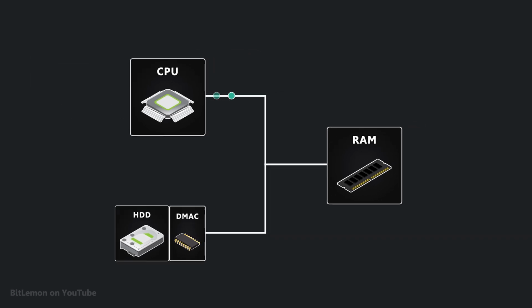DMA controllers transfer data in a way that allows the device to operate efficiently while trying to maximize CPU access to the bus. They achieve this by alternating between three transfer modes: burst mode, cycle stealing mode, and transparent mode.